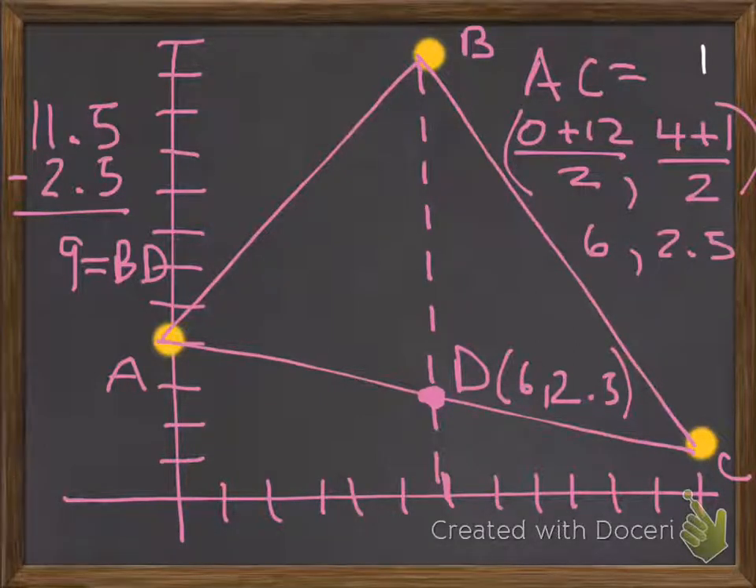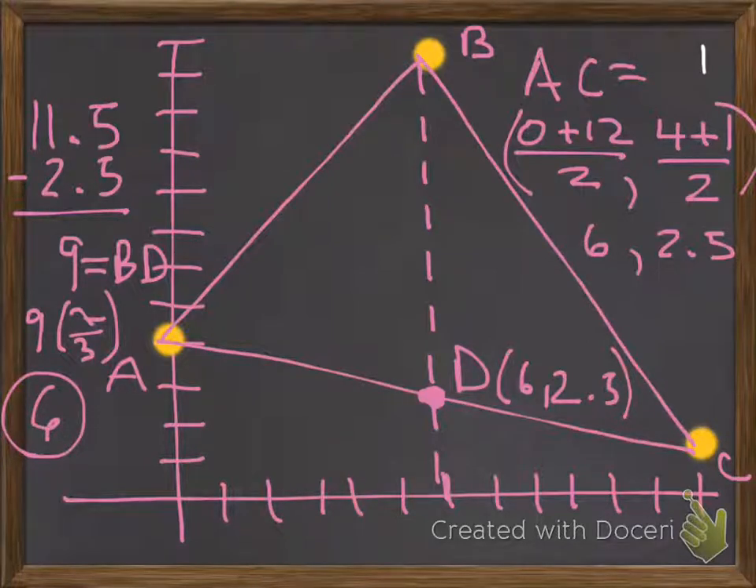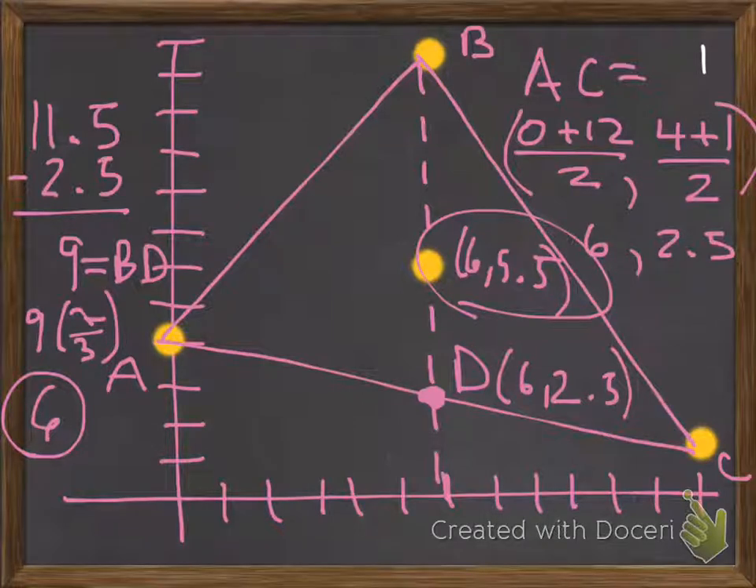So if you're going to do 2/3 of 9, you do 9 times 2/3. That's 18 over 3, or 6. So from B down, I would count 6. So 11.5 minus 6 is going to give me 5.5. So my centroid point is going to be over 6, but up 5.5. Right here. So this point is 6, 5.5. And that would be my centroid.